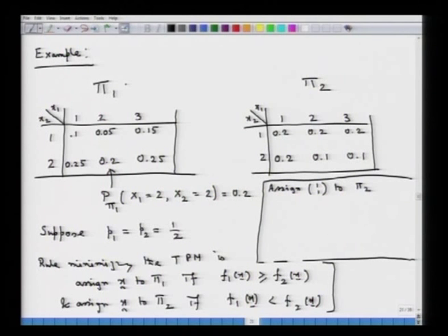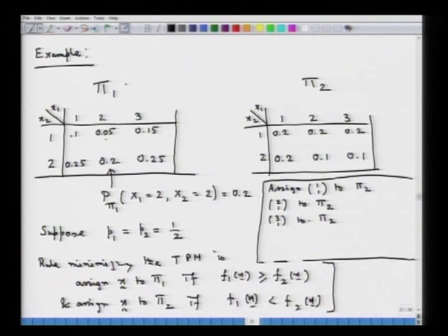Similarly, if we look at 2 1, let us see where 2 1 goes. This is the 2 1 pair in f1, this is 0.5, and this is 0.2 here. So, this 2 1 is assigned to pi 2 also. Then 3 1 is another pair. Where does it go? This f1 is 0.15 and this f2 is 0.2, hence we go into this region. So, this goes to pi 2 once again.